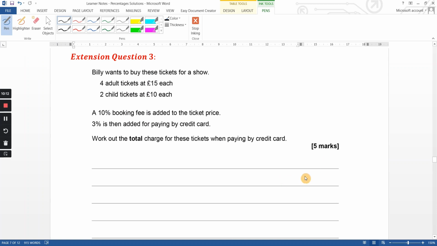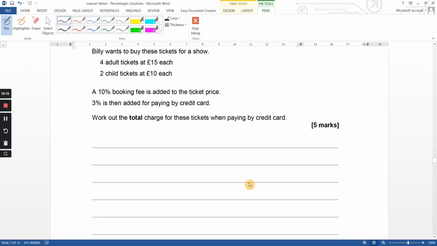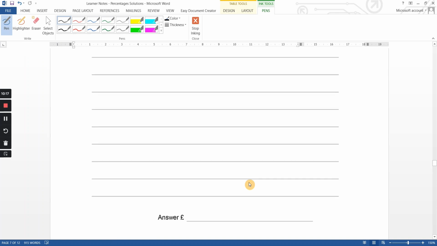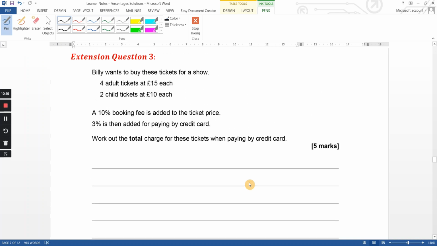Oh, 5 marks for this. Wow. They've given us loads of space. Right, well, okay. Let's work these out step by step.